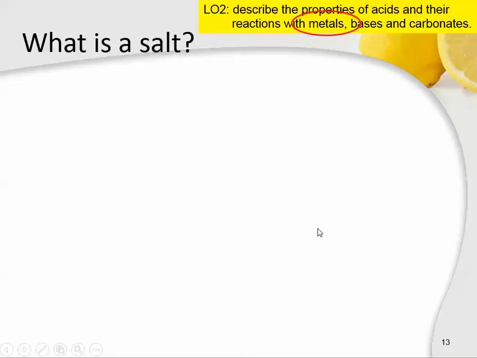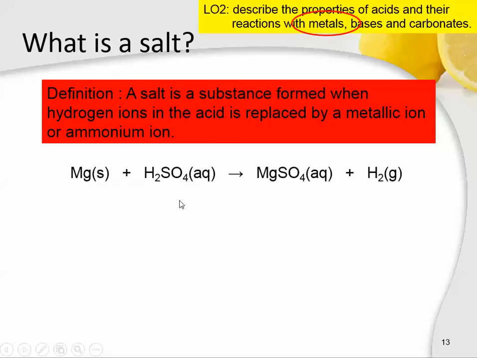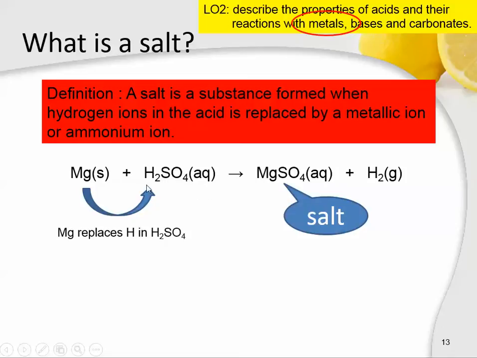Let's look into greater detail. This definition again, please remember properly. A salt is a substance formed when hydrogen ions in the acid are replaced by a metallic ion or ammonium ion. For example, this is sulfuric acid. When magnesium replaces the H+, the hydrogen ions in the sulfuric acid, it forms magnesium sulfate. Hydrogen is being replaced by magnesium, and this magnesium sulfate is known as a salt.